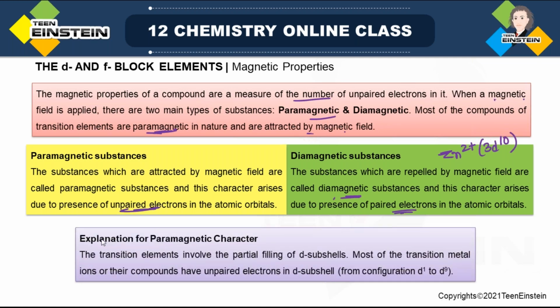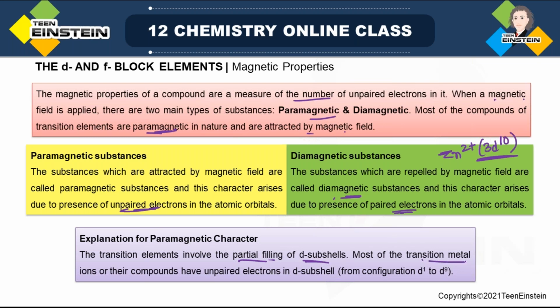Now what is the explanation for this paramagnetic character? In the d subshell, mostly you will see there is partial filling. That means there will always be some unpaired electron. There will be hardly some exceptions. For example, Zn2+, or if you consider scandium 3+, then it is d0 or fully paired. In that case, you do not have an unpaired electron. But in between these two cases, you will always have unpaired electrons.